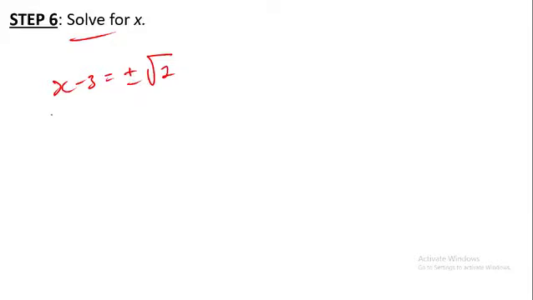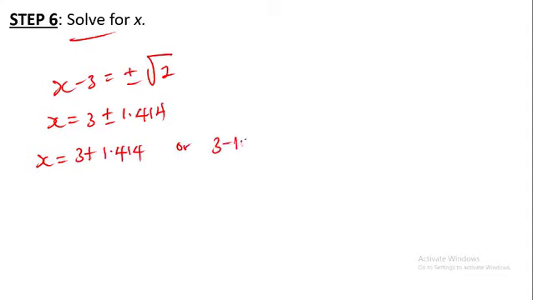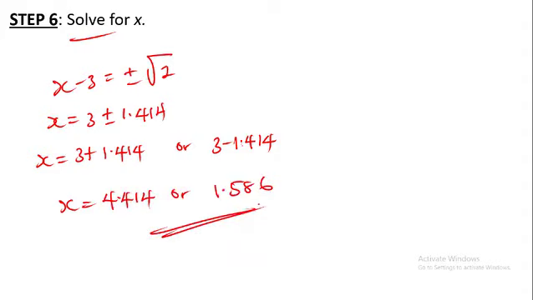Is that correct? So x is equal to 3 plus or minus the square root of 2, which is 1.414. Therefore x is equal to 3 + 1.414, or 3 − 1.414. For this we have x equal to 4.414, or we have x equal to 1.586. So these are the two values of x.